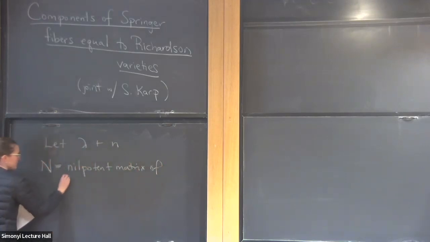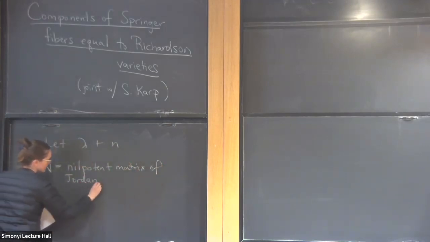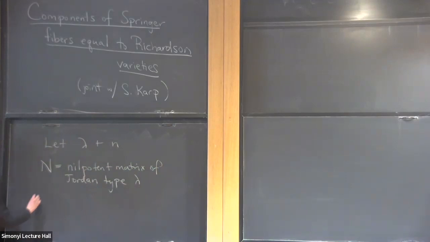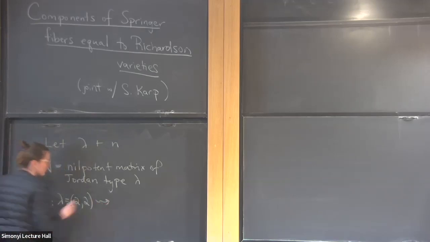of Jordan type lambda. So let me give you a quick example. The maximum size of matrix that I can write on the board is 4 by 4. And so if lambda is 2, 2, I will take a nilpotent matrix of Jordan type 2, 2.